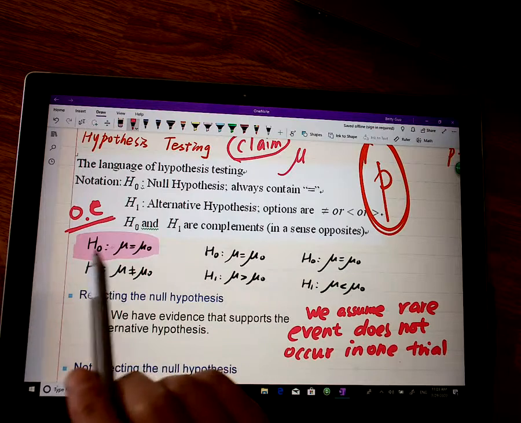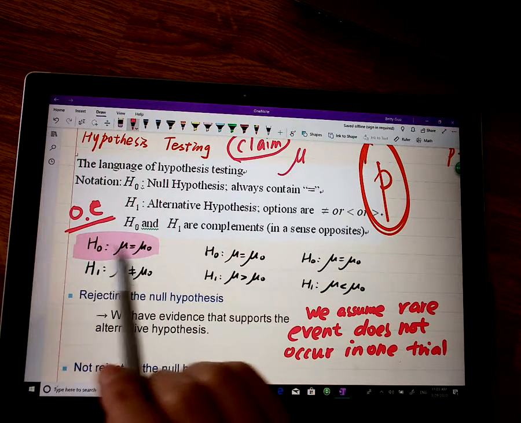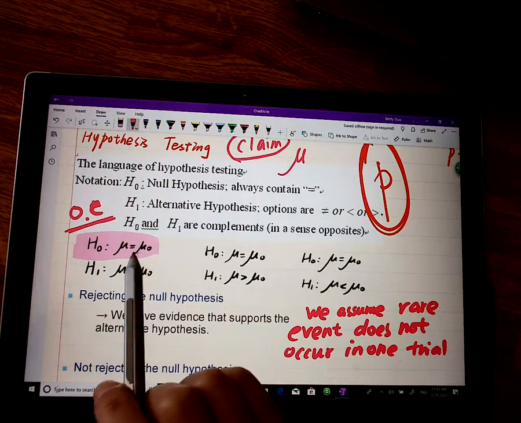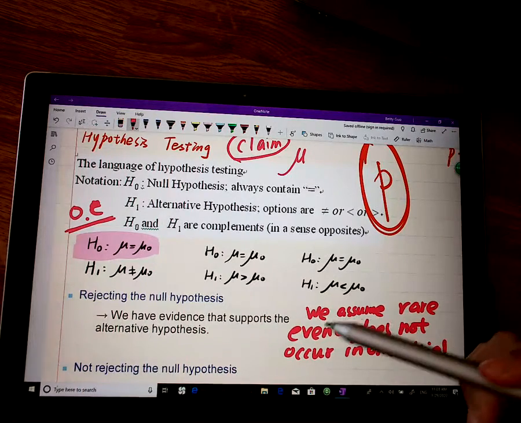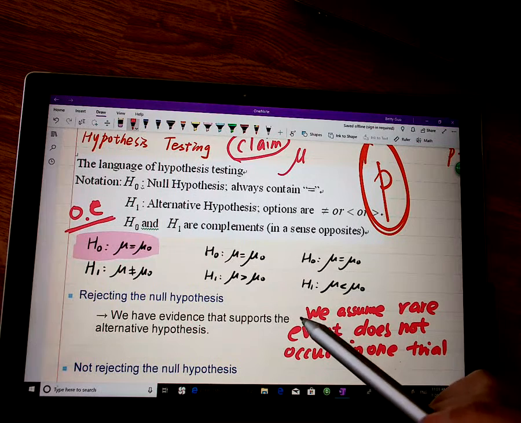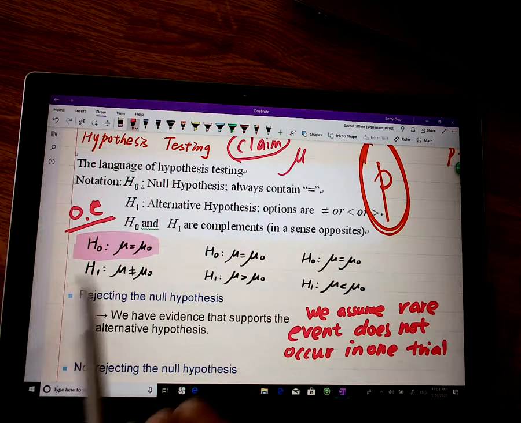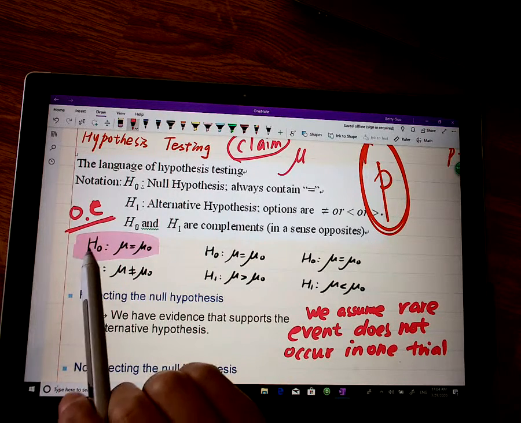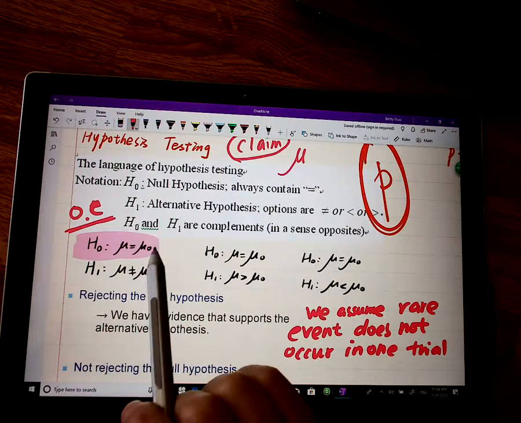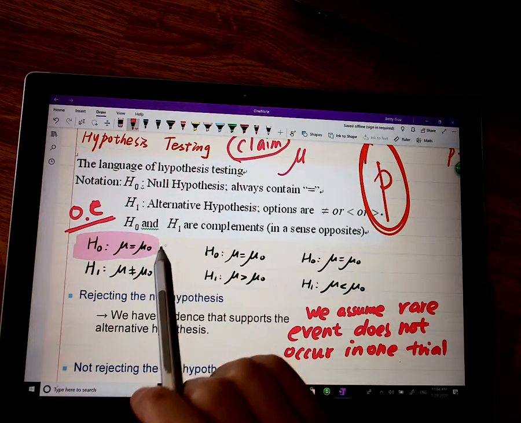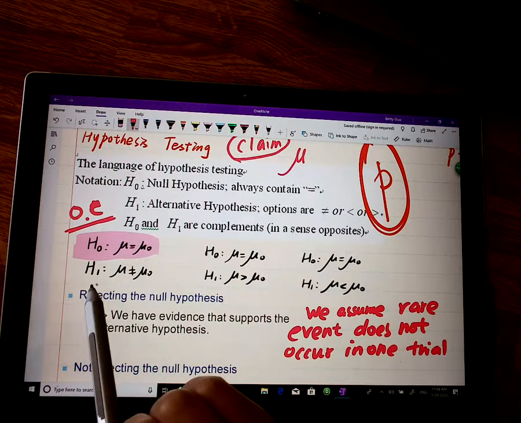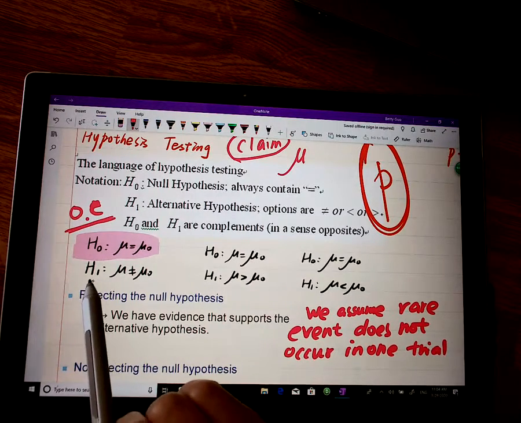Yeah, we assume the null is true. We make an assumption, null is true. And then we got a sample, and then we analyze the sample statistic. If we identify a rare event occurs in one trial, that's a contradiction. The contradiction results from the assumption that the null is true. So that means the null is not true. So we reject the null. We support the alternative.